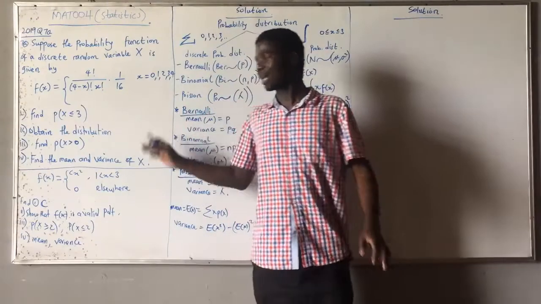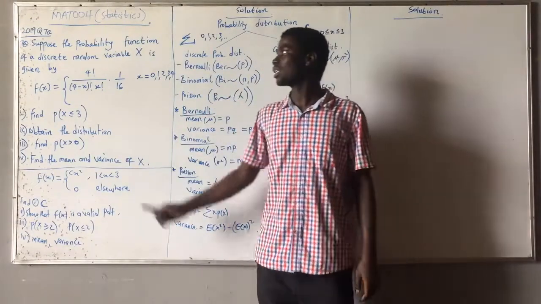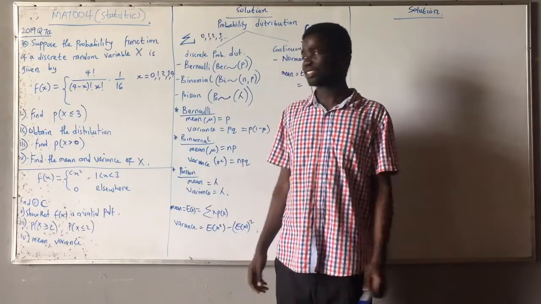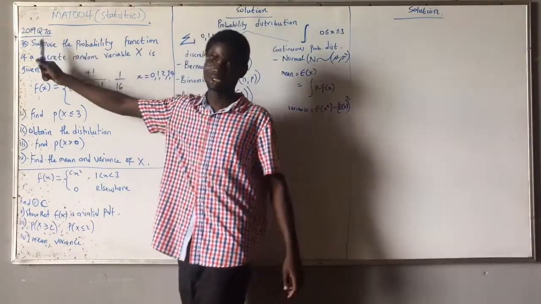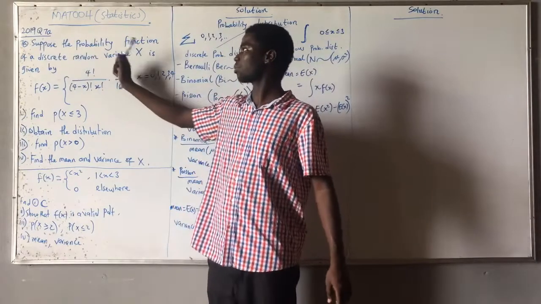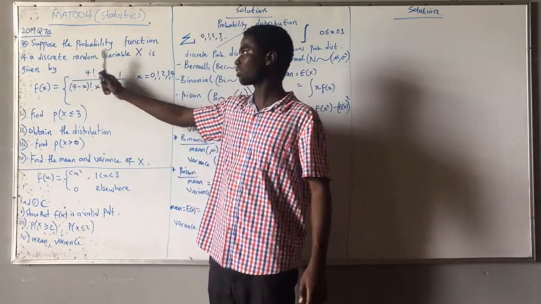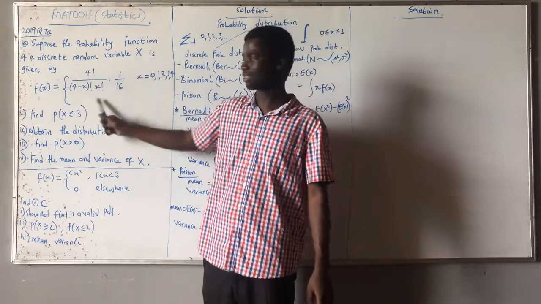So we are in another part now, MAT. This one we are talking about probability distribution. This is a question from your past question, 2019 question 7a. It says suppose the probability function of a discrete random variable x is given by this.